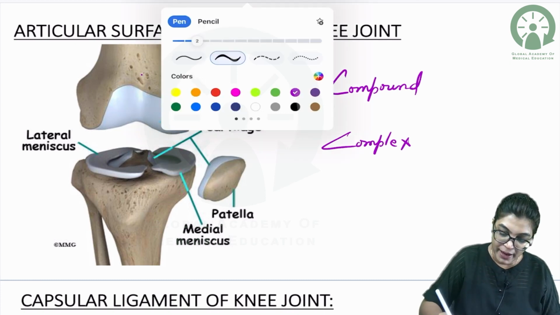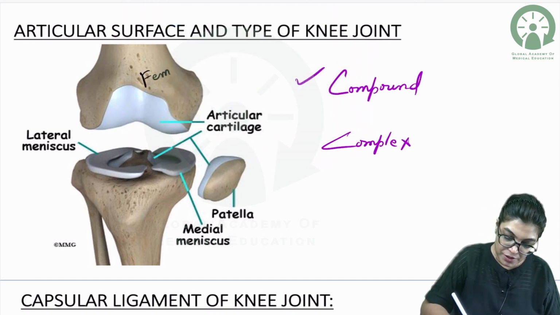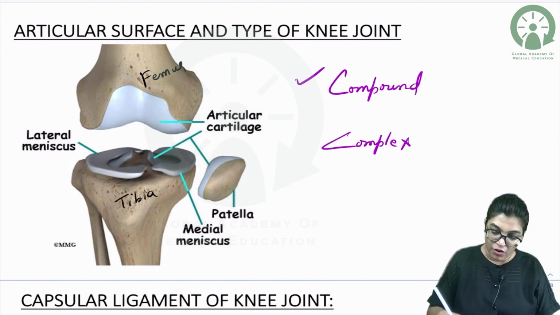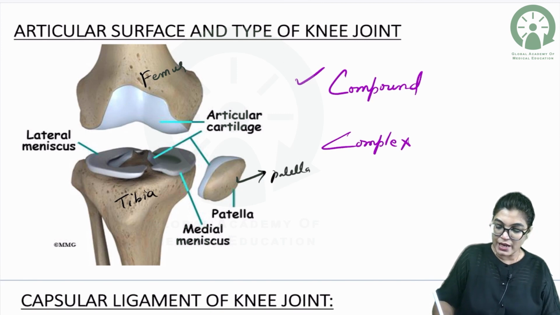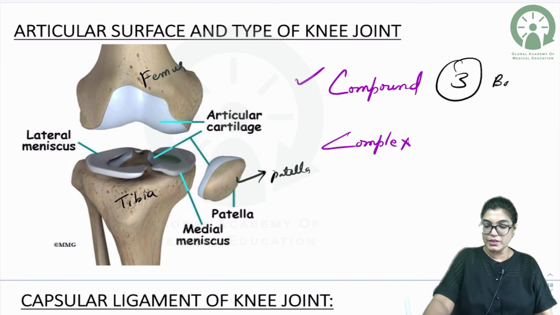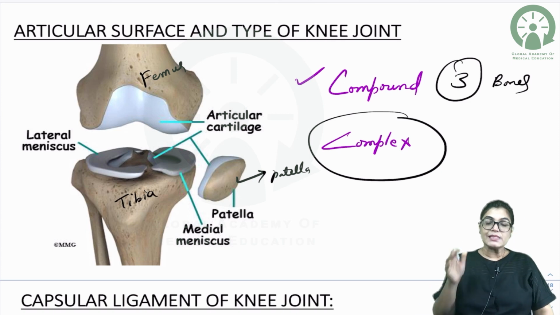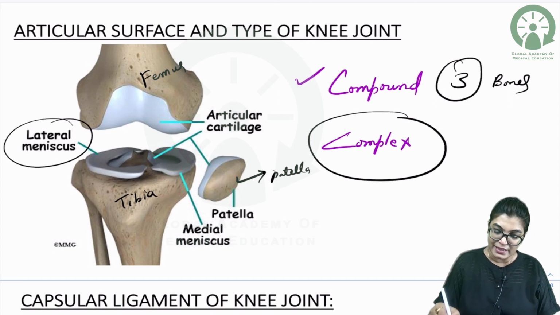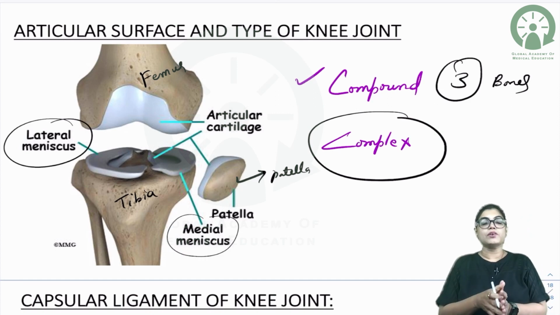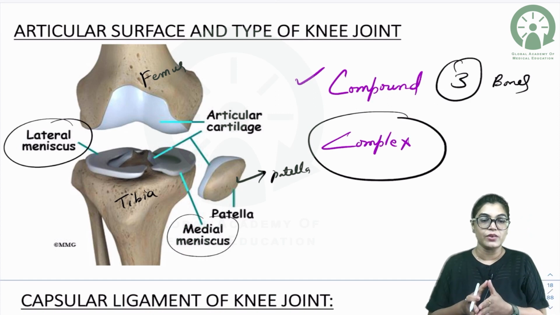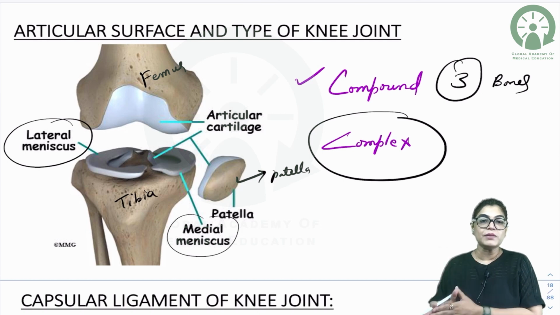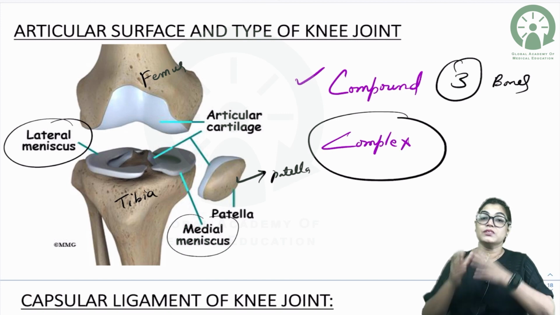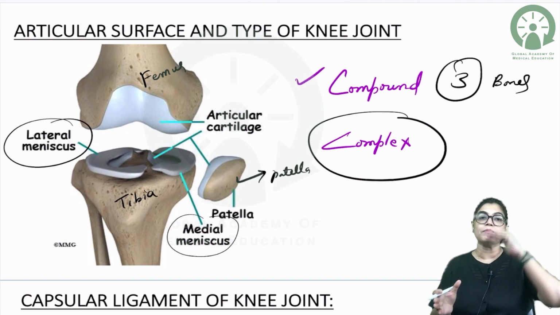It is formed by the lower end of the femur articulating with the upper end of the tibia, the femoral condyle and the tibial condyle, along with the patella's contribution. How many bones are articulating? Three bones, so it is compound. Complex: if you see the joint cavity of the knee joint, there is meniscus lying inside. Menisci are also called semilunar cartilages. There are two: medial meniscus and lateral meniscus, dividing the joint cavity into an upper segment and a lower segment.